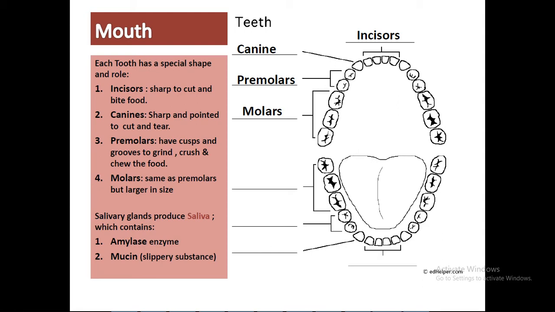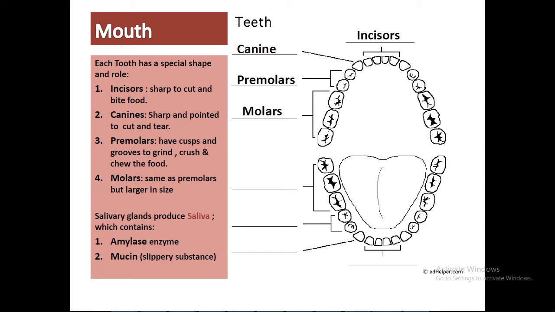Here I am going to give a deeper understanding of the mouth and teeth, as you have already studied in your previous classes. Teeth are of four types: incisors, canines, premolars and molars. Each tooth has a special shape and function. Incisors are sharp and used to cut and bite the food. Canines are sharp and pointed, used to cut and tear the food.